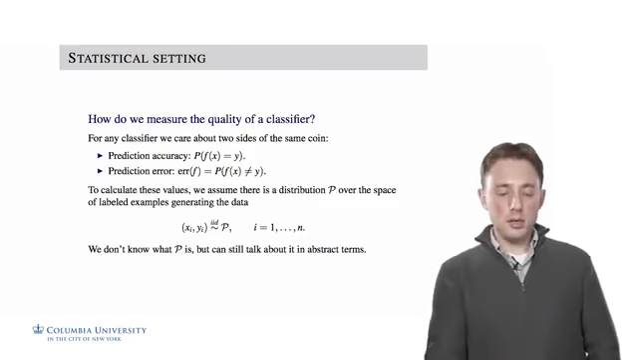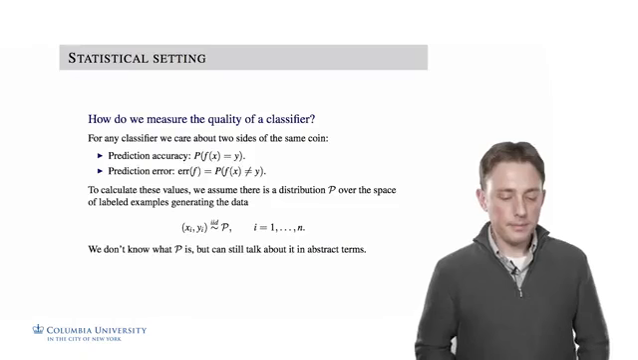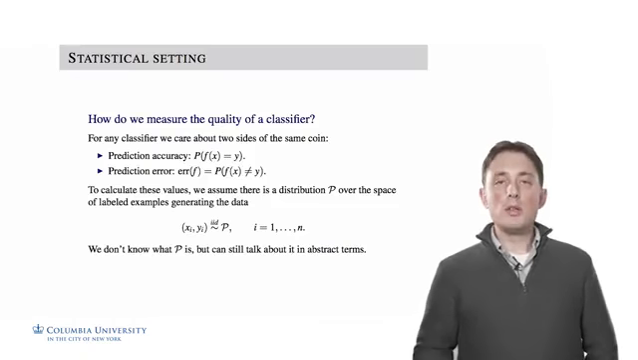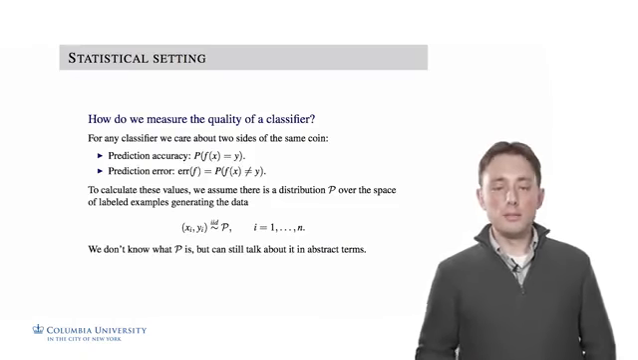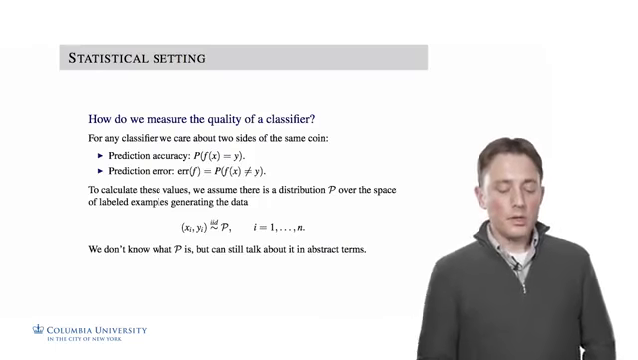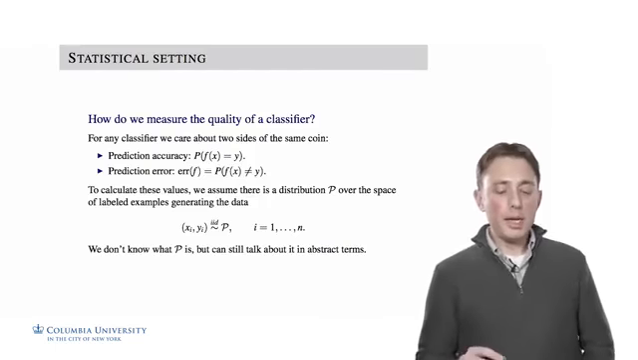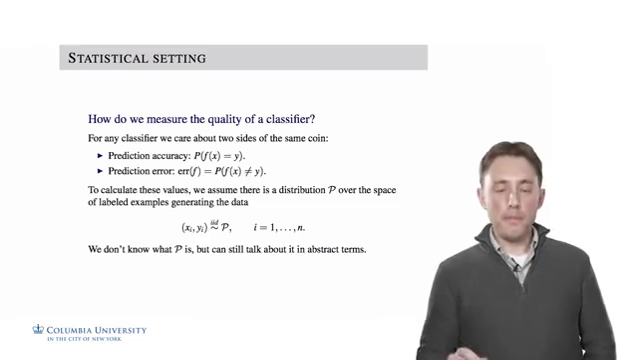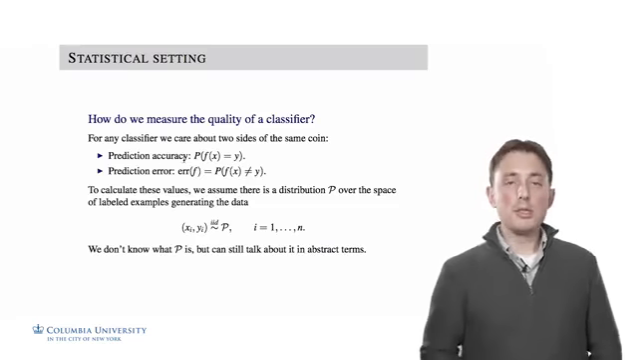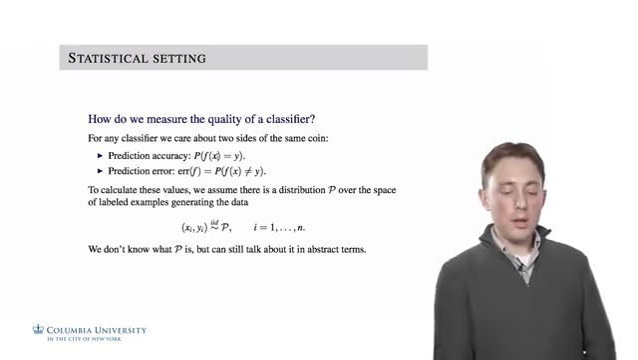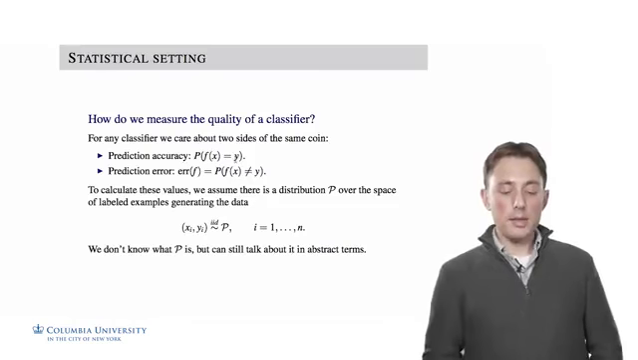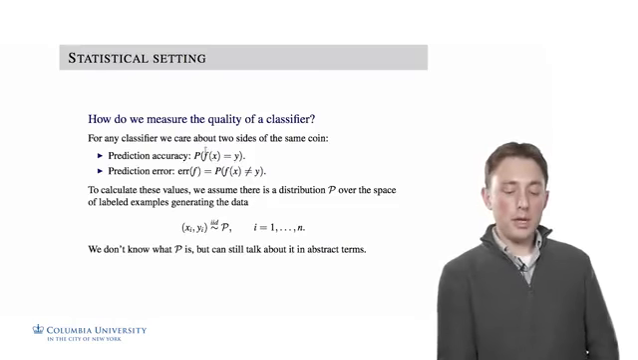And specifically, let's start by thinking statistically. So how can we measure the quality of a classifier? For any classifier, we really care about two sides of the same coin. We care about the prediction accuracy, which is the probability that our classifier is going to be right. So what's the probability that we have a classifier that is going to predict the correct label for X?